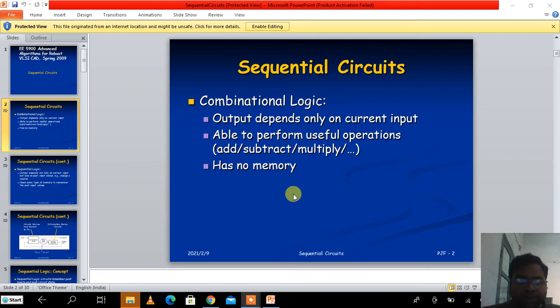Good morning, students. In this lecture, we are going to study what sequential circuits are.